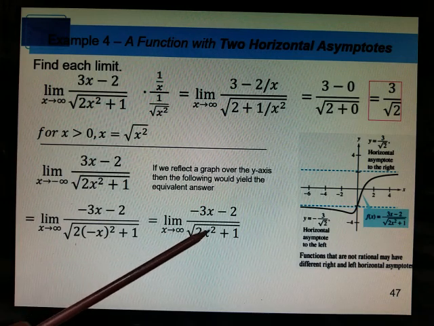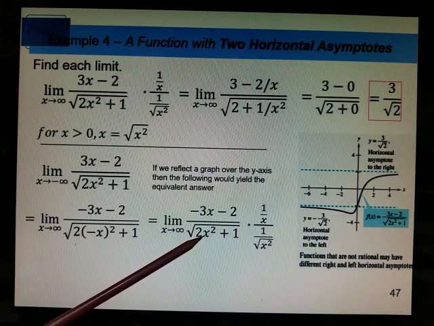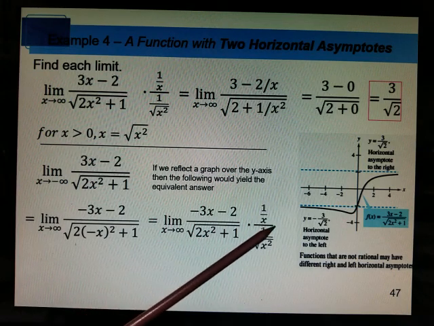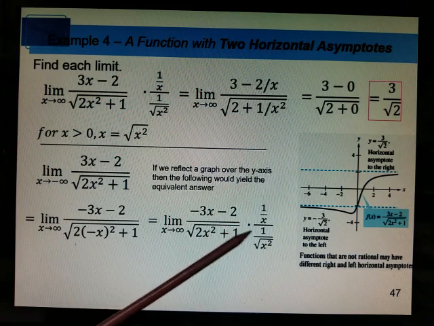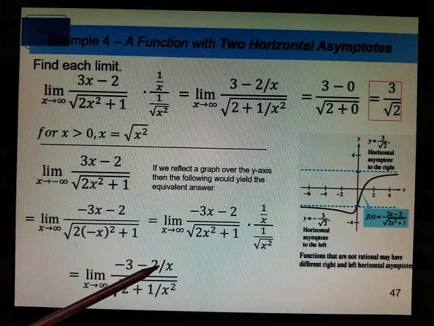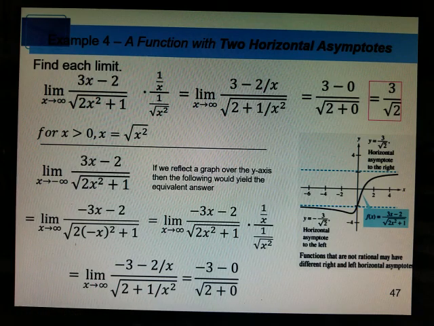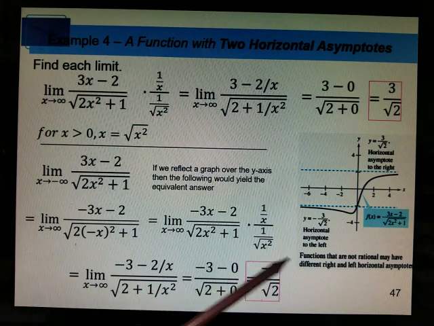Now, again, the biggest degree was x, and the square root of x squared is x as well. So we do just like we did up above. Multiply each term here by 1 over x, multiply each term of this by 1 over x squared. Again, that's a big 0, that's a big 0, therefore this answer will be negative 3 over the square root of 2.